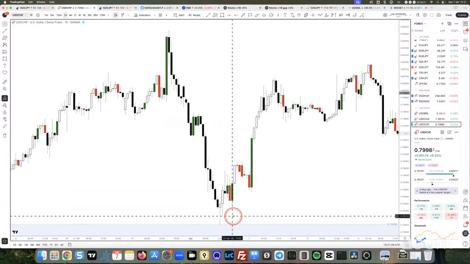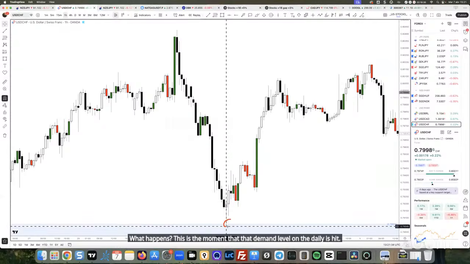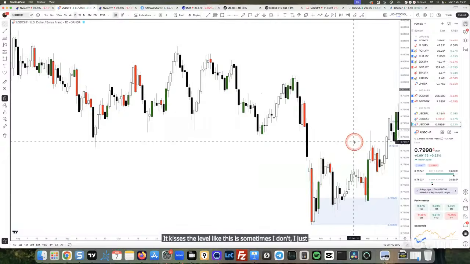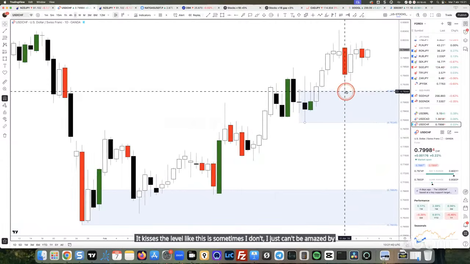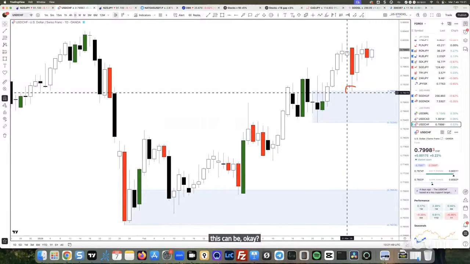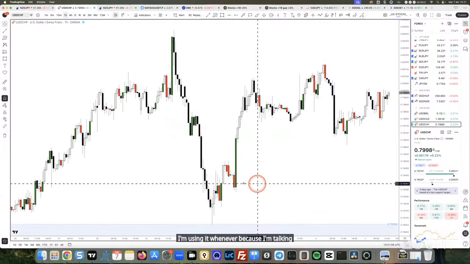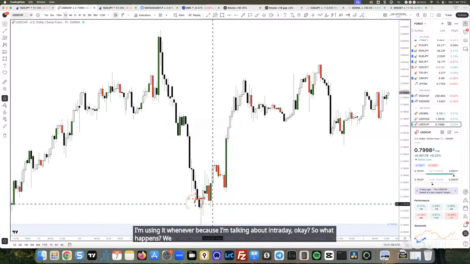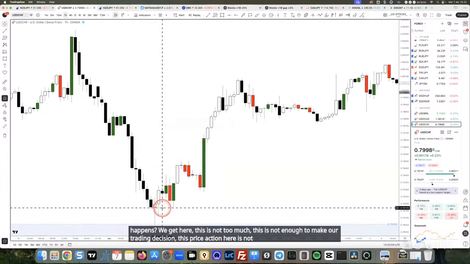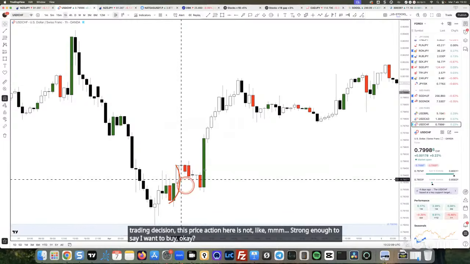this is the moment that the demand level on the daily is hit. It kisses the level. Sometimes I just can't cease to be amazed by how accurate this can be. So it kisses the level on the 1 hour. I'm using the 1 hour because I'm talking about intraday. So what happens? We get here, this is not too much. This is not enough to make a trading decision. This price action here is not strong enough to say I want to buy. But here we start seeing lots of reaction.